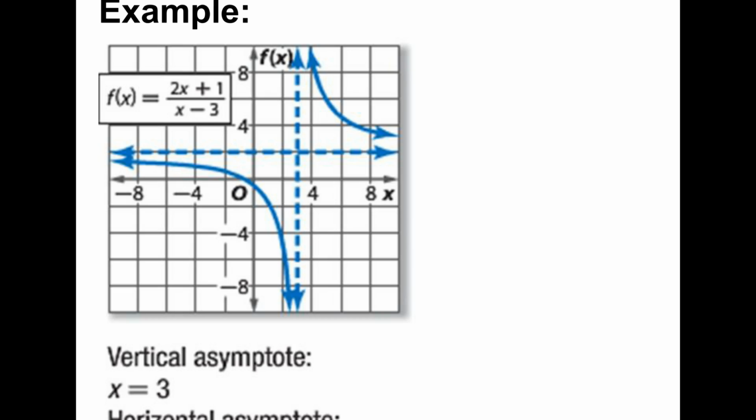A great idea if you're Alex this week is pick rational functions. That would be a great idea.